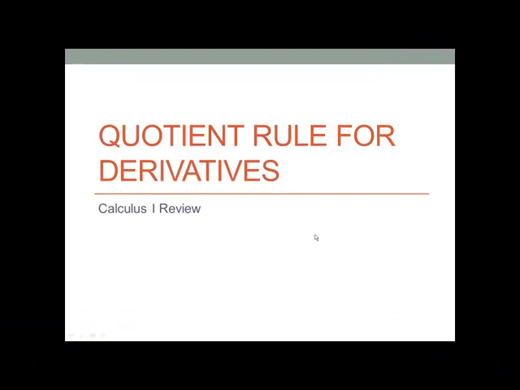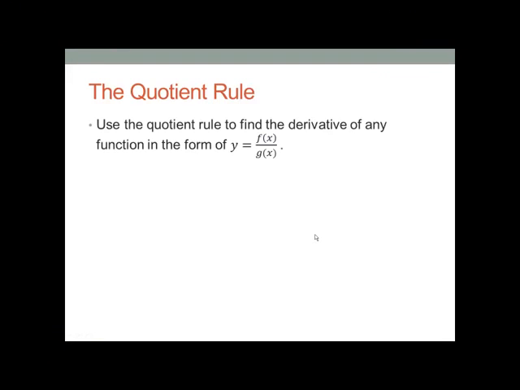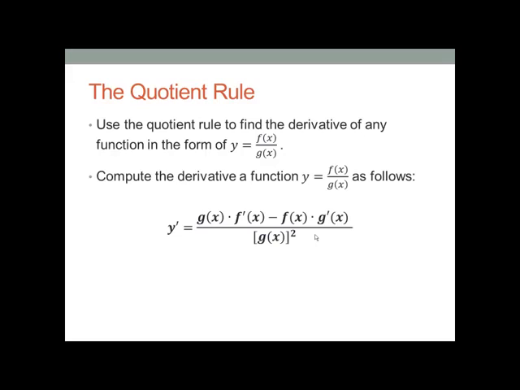The quotient rule for derivatives. Use the quotient rule to find the derivative of any function in the form of y equals f of x divided by g of x. That is, y is a quotient. When this is the case, we compute the derivative of y as follows.